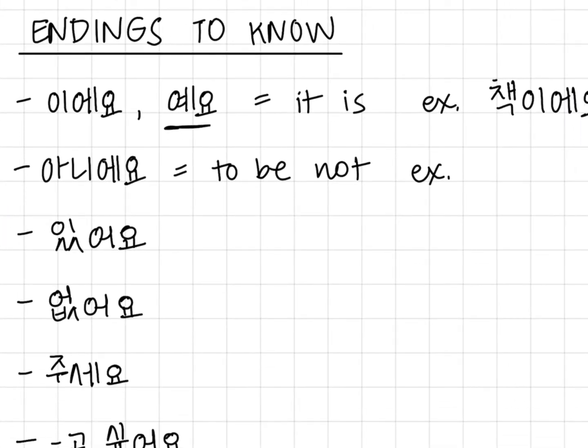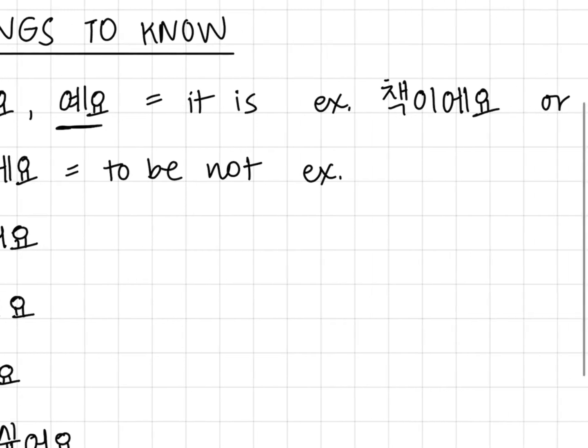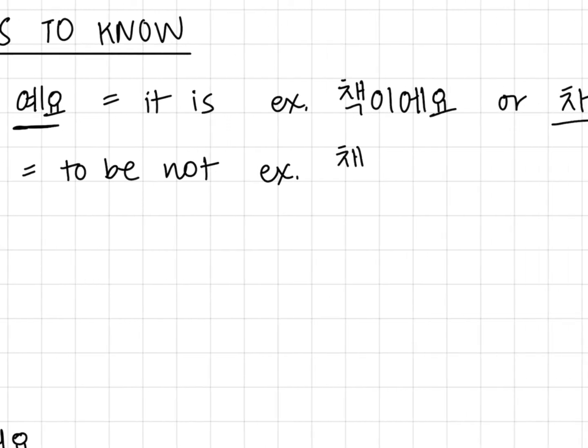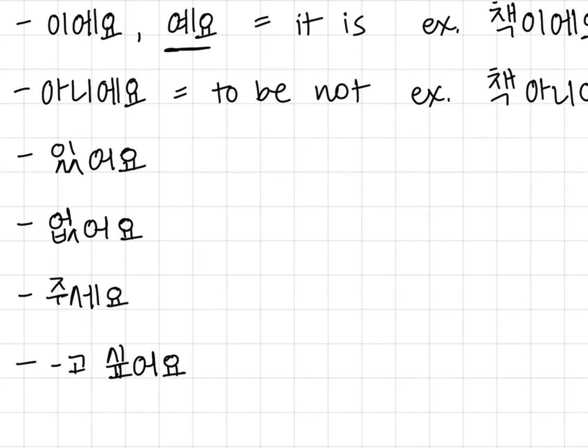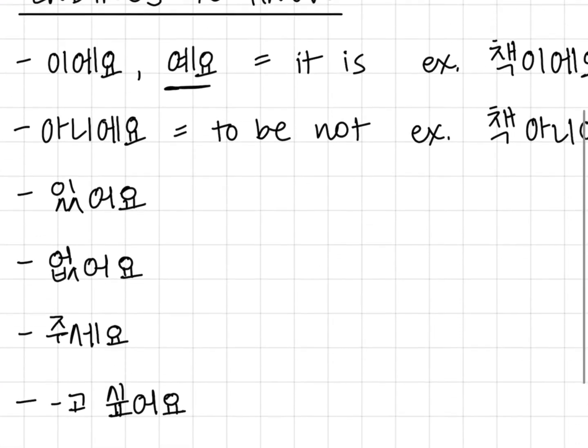아니에요 is the opposite of this, so it's basically to be not. You could say 책 아니에요, which means it's not a book. Or 차 아니에요, which means it's not a car.